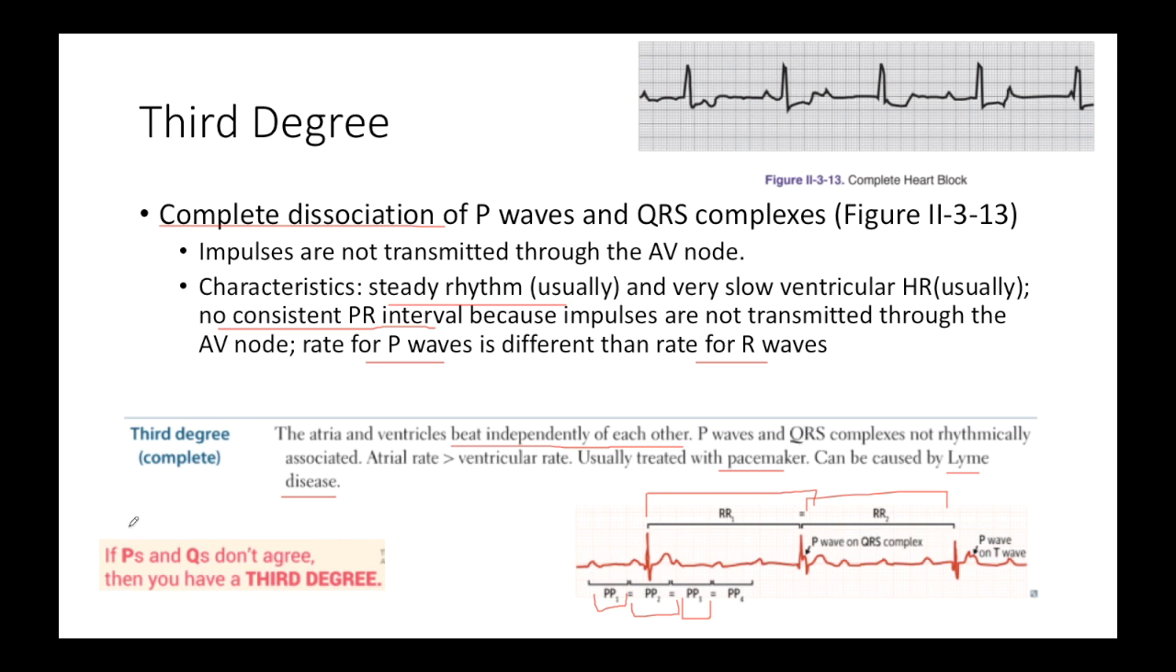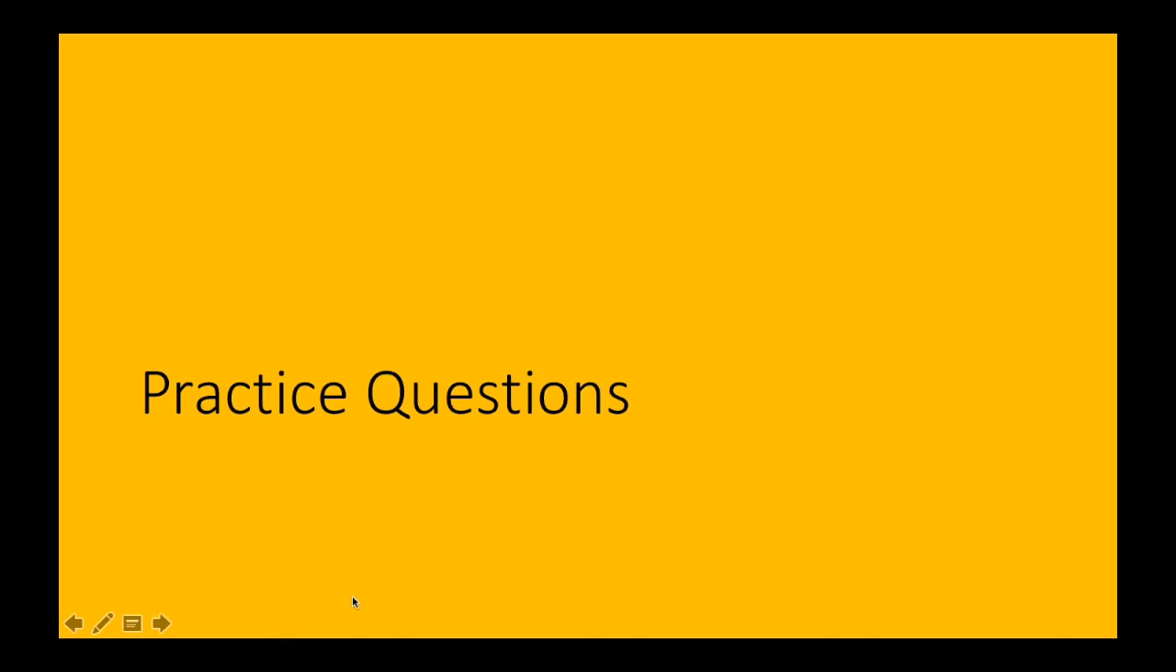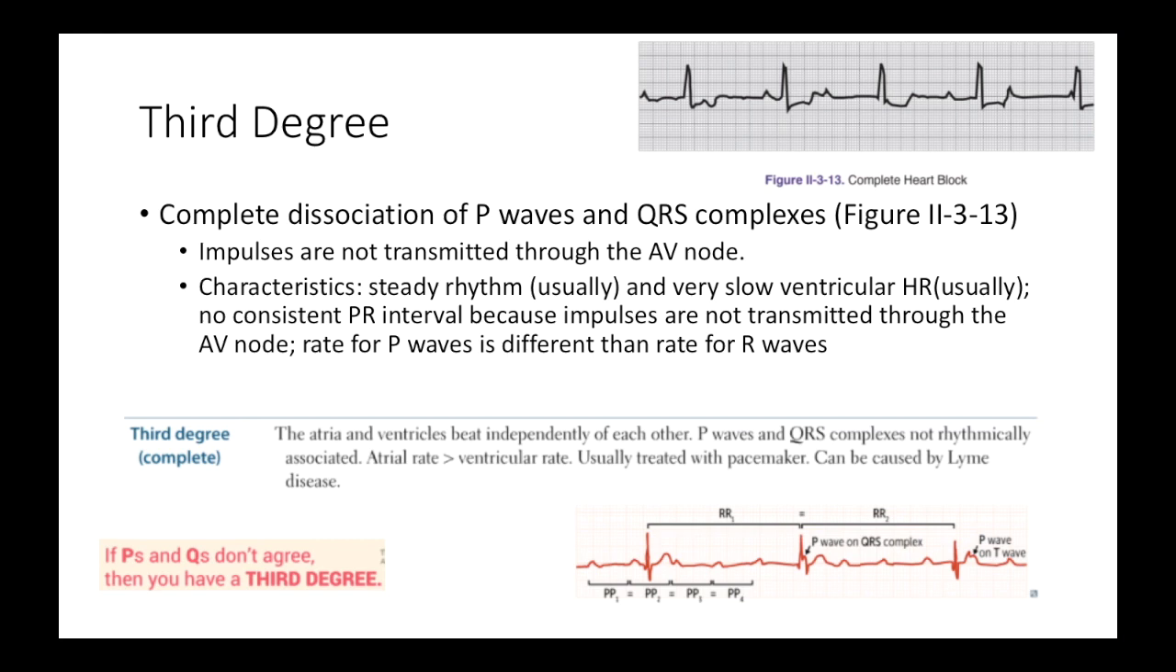And the last line of that heart block poem here is, if P's and Q's don't agree, then you have third degree. So any questions about that before I go on to quiz you guys? With the third degree, it's also blockage of the Purkinje system, right? Yes. Thank you. Any other questions?